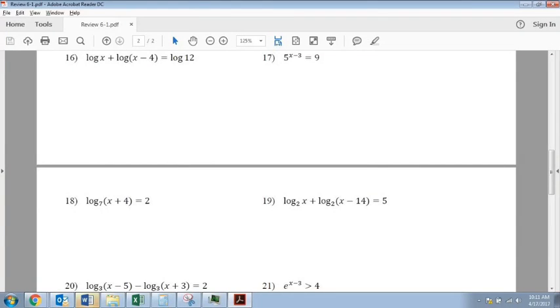Okay, this is Algebra 2 Review 6-1. We're going to do 16 through 19. One thing I'm going to say about these ones is we no longer have the same base. Well, 16 you have the same base, but 17 and the rest you don't. So let's burn through 16 real quick.